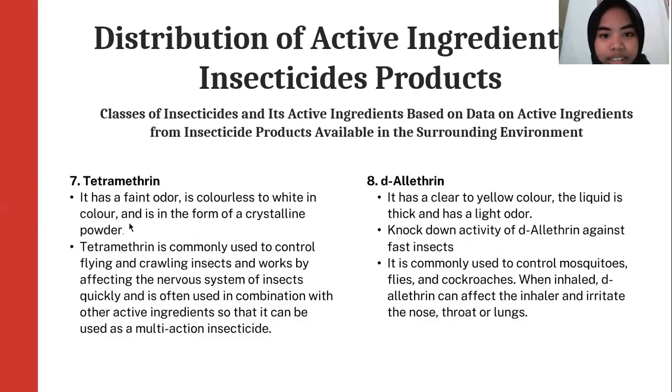And next is tetramethrin. Tetramethrin is an insecticidal active ingredient from the synthetic pyrethroid group, based on natural pyrethrum found in chrysanthemum but with higher stability and longer resistance. Tetramethrin has a fine odor, is colorless to white, and is in the form of crystalline powder. Tetramethrin is commonly used to control flying and crawling insects.